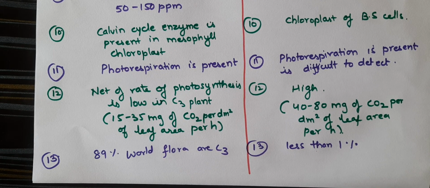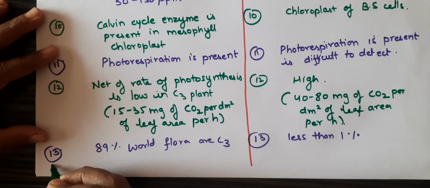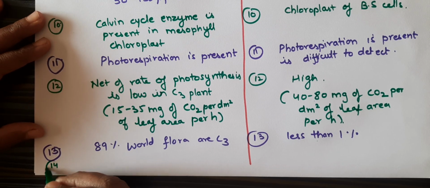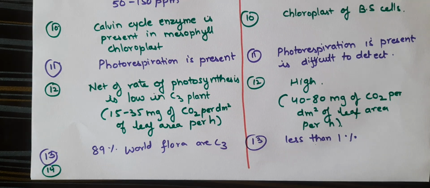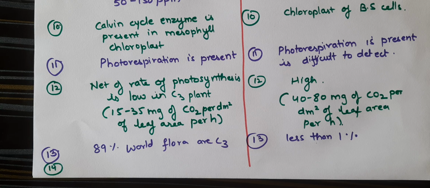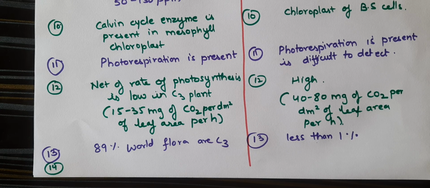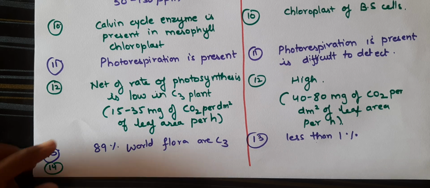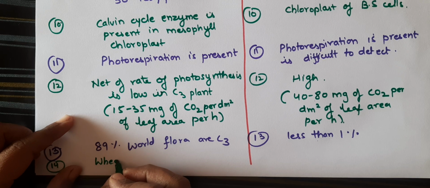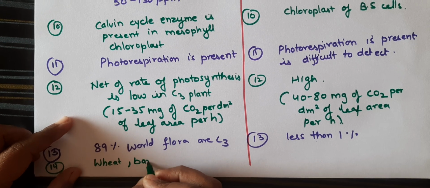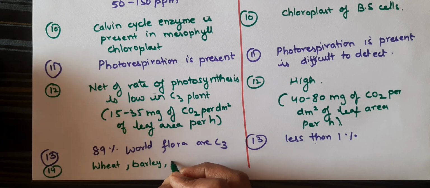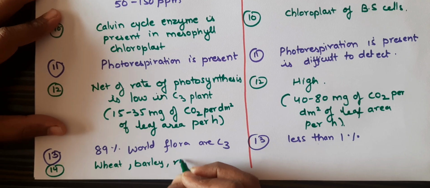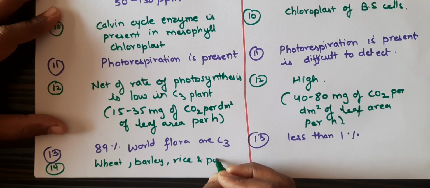So example, the last difference. Here I will give you examples of which plants are C3 plants and which are C4 plants. C3 plants represent 89% of world flora in number, so it means that they are widely distributed. Examples are wheat, barley, rice and potato.